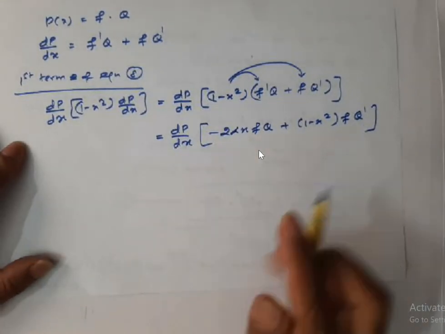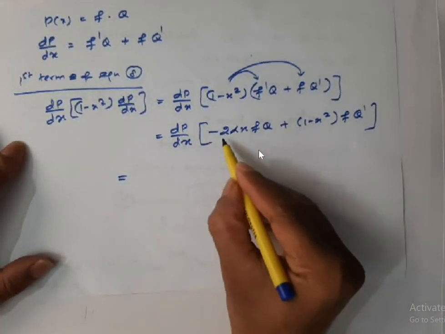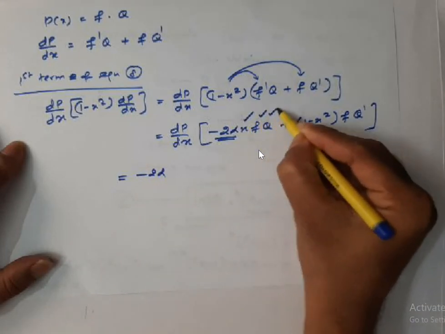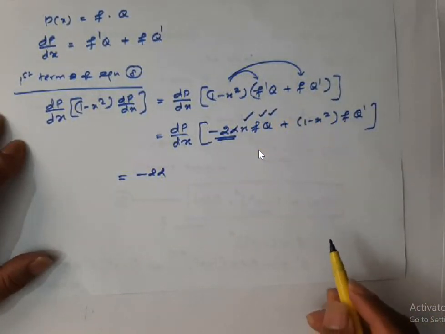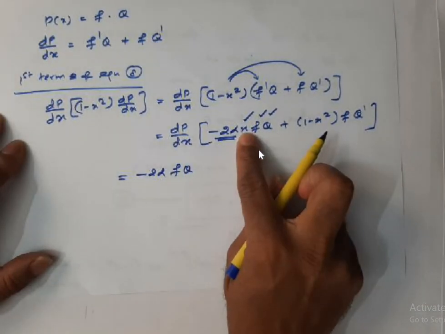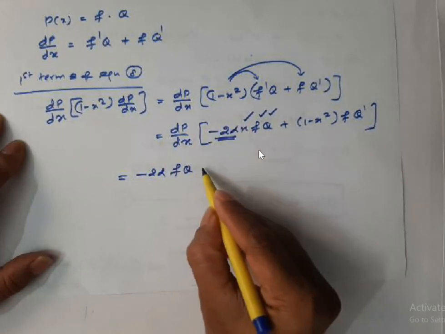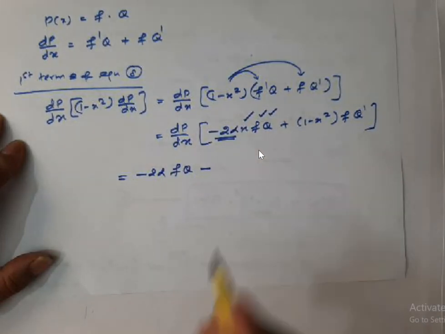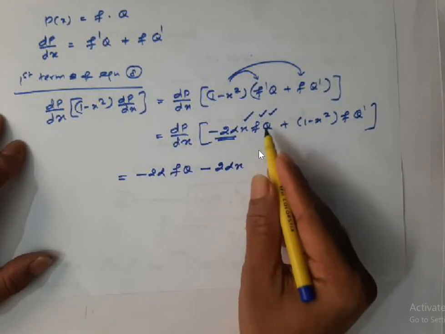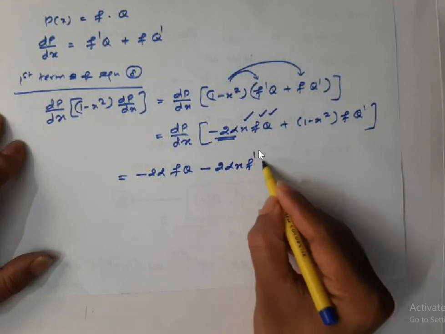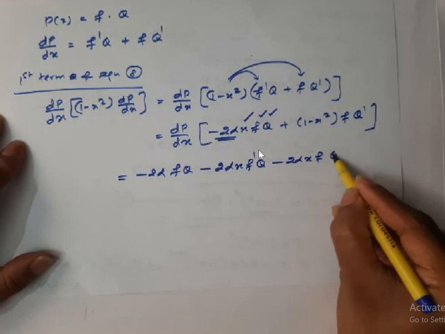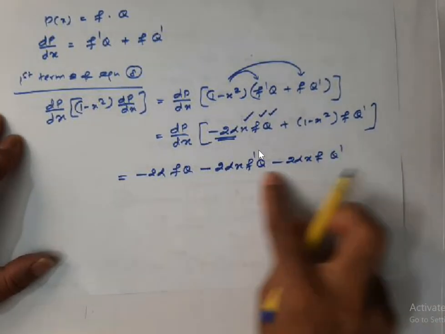Now I'll differentiate this. Listen, here minus 2 alpha is constant, keep it as such. Now I have three variables, x, f, q. So first I'll keep f and q as such and differentiate x. If I differentiate x, I'll get 1. Then minus, I'll keep 2 alpha x q as such and differentiate f, which gives f dash q. Now I'll keep 2 alpha x f as such and differentiate q. I got three terms here.